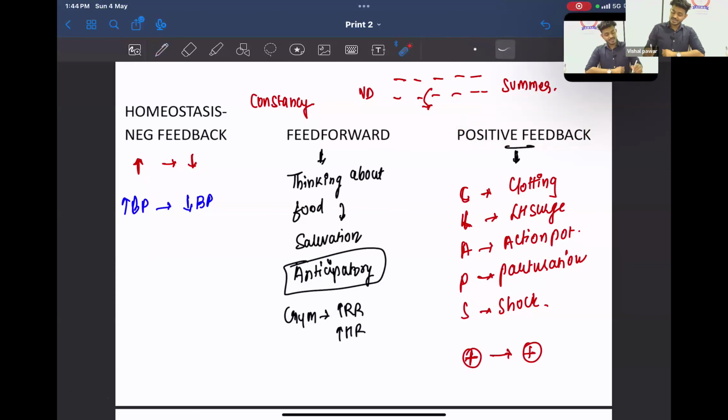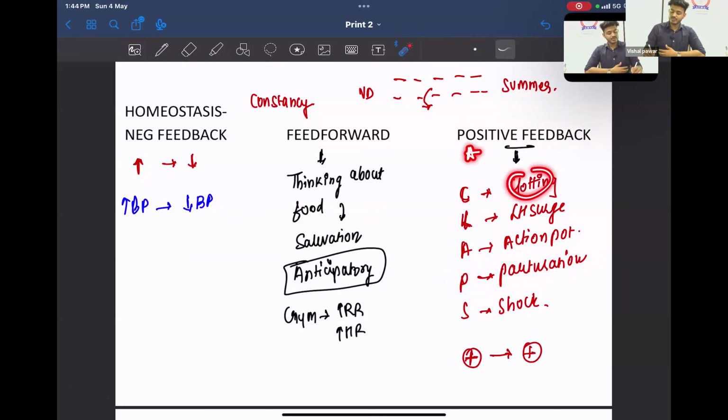You are having a baby inside the womb and this baby is trying to come out. Once this baby tries to come out, you have the rupture of the membrane, rupture of the bag, and now definitely this baby will be coming out. It is going to be a type of parturition. Parturition is a type of positive feedback.